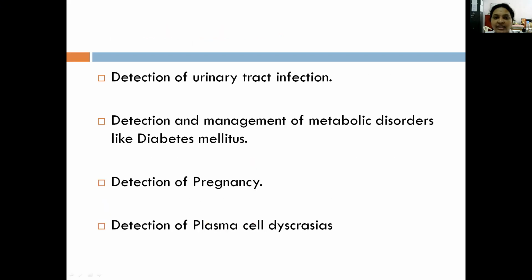Then in case of detection of urinary tract infection, and detection and management of metabolic disorders like diabetes mellitus, detection of pregnancy, detection of plasma cell dyscrasias, namely multiple myeloma. Some plasma cell dyscrasias are multiple myeloma, Waldenström macroglobulinemia, and some other conditions.